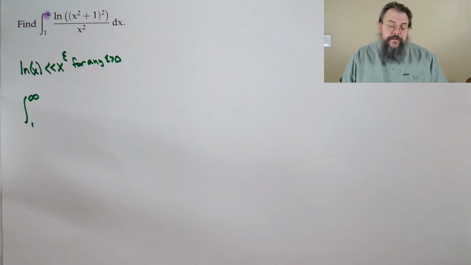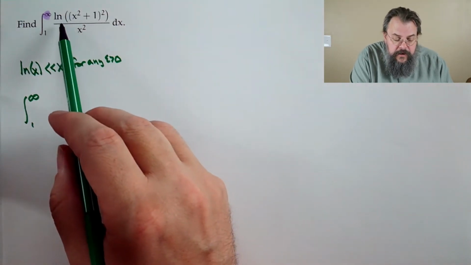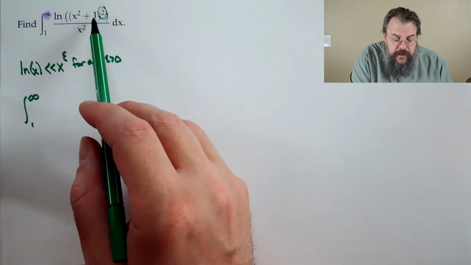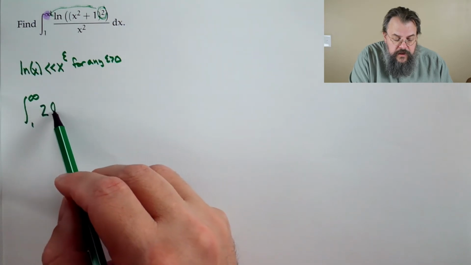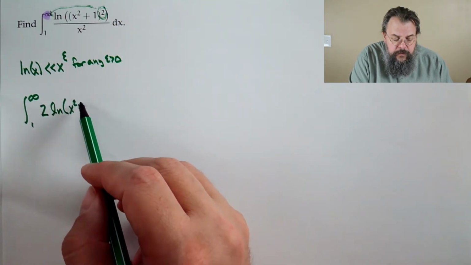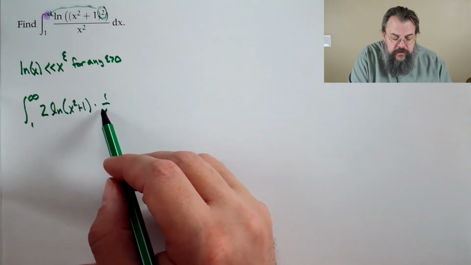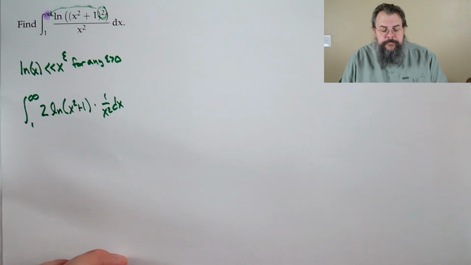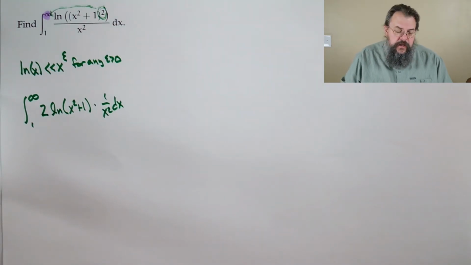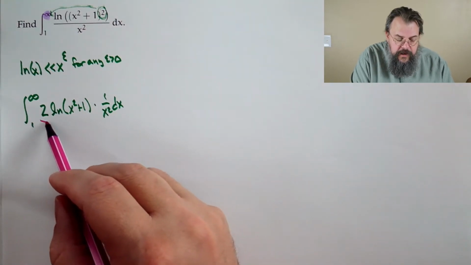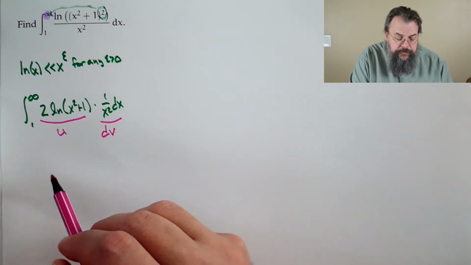So let's think about this integral in the following way. I'm going to think about it as the log, and notice this exponent, I can actually pull it outside if I wanted to. So 2 log of x squared plus 1, and then times this other piece, 1 over x squared dx. Okay, so this first part, that's the part we're going to differentiate, and the second part is the part we're going to integrate.